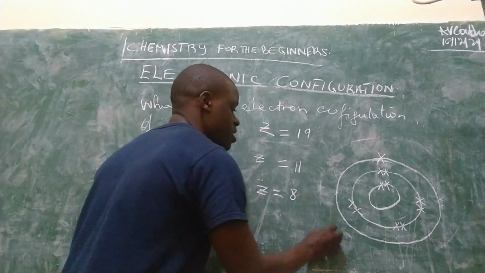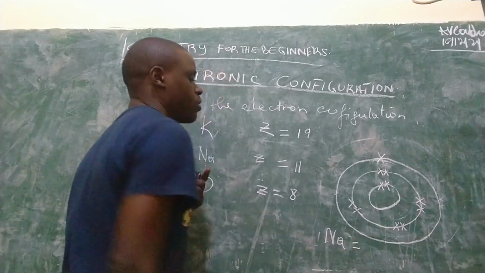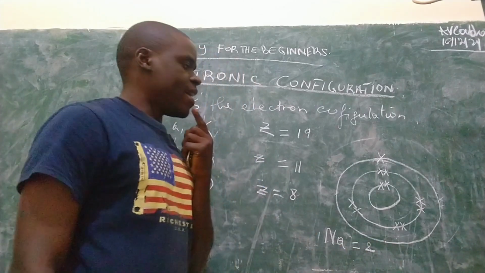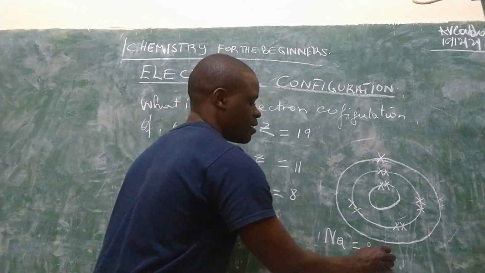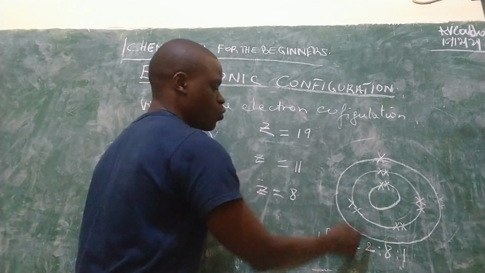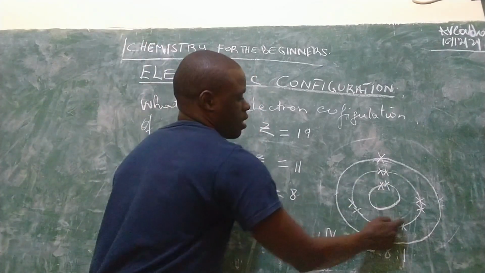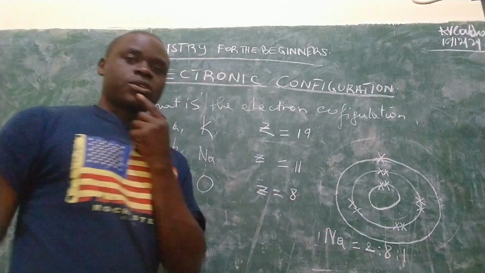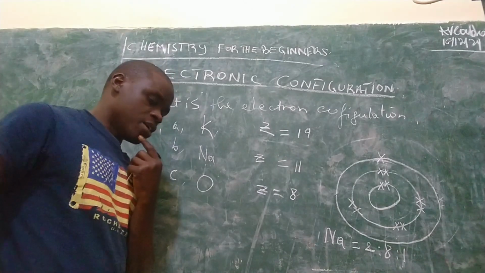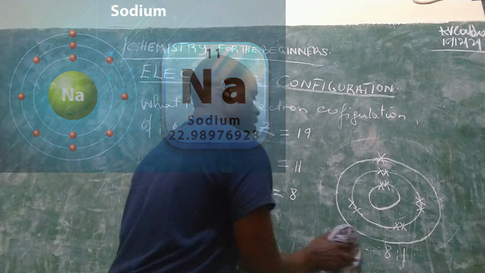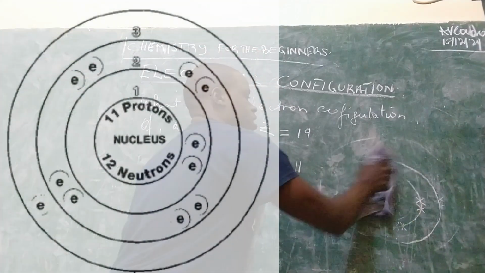So the electronic configuration of sodium is equal to 2, 8 and 1. So this is the electronic configuration of sodium. Let us continue with the electronic configuration of the third one.